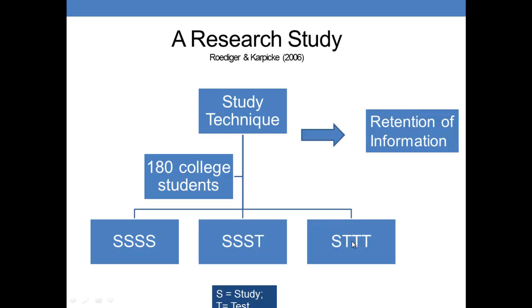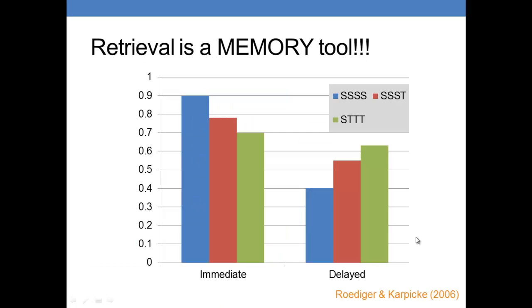And then this last group over here, they only had access to the content 1/4 of the time compared to the first group over here. And instead, they had 3 times where they had to test themselves to really recall and retrieve that information. And we can see here from the results that practicing retrieval is a very, very powerful memory tool.